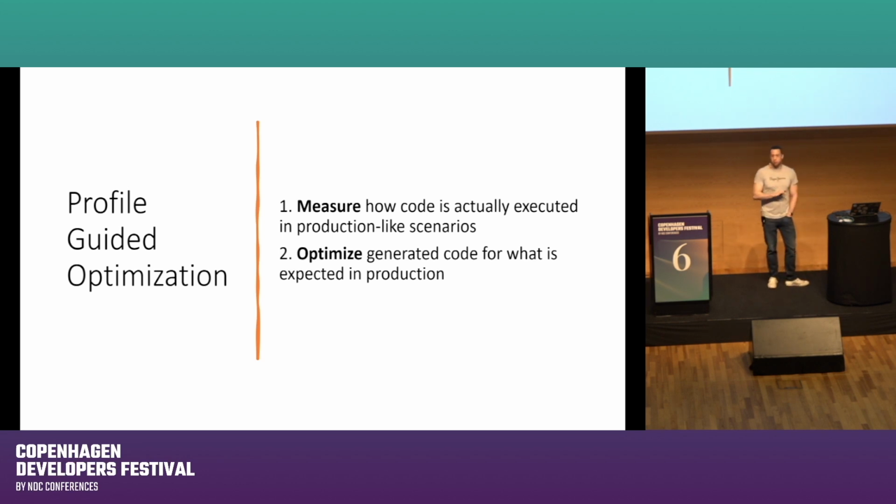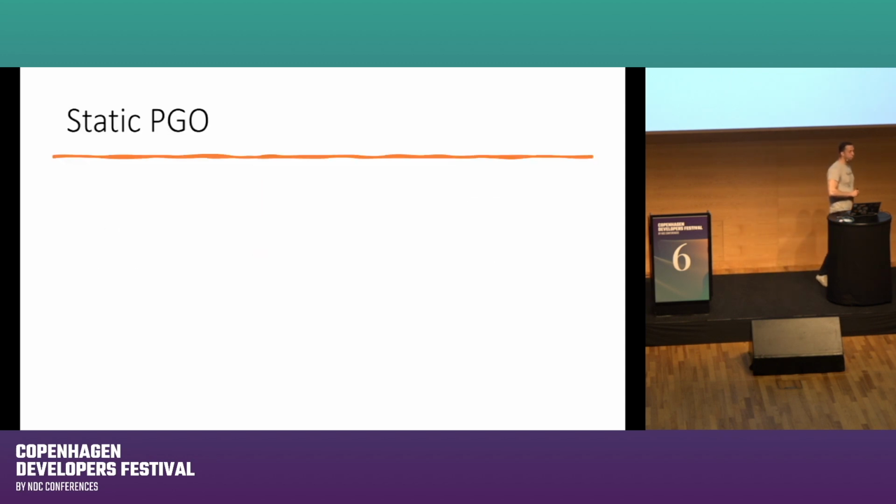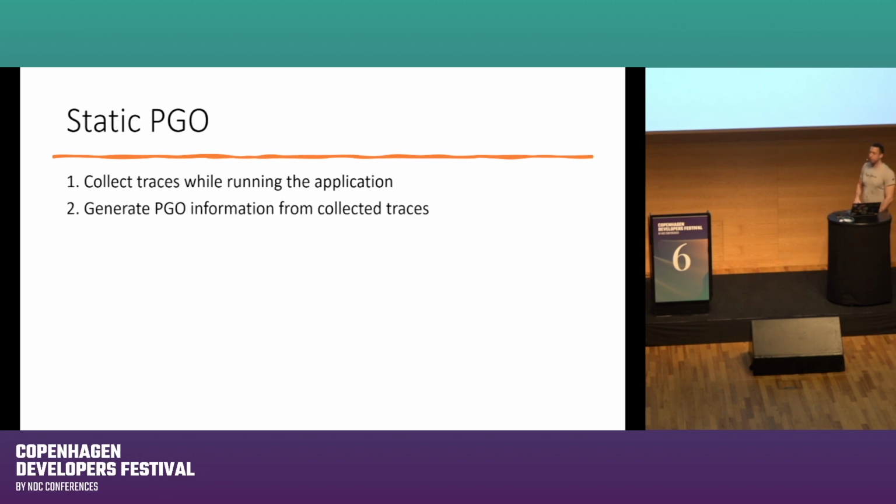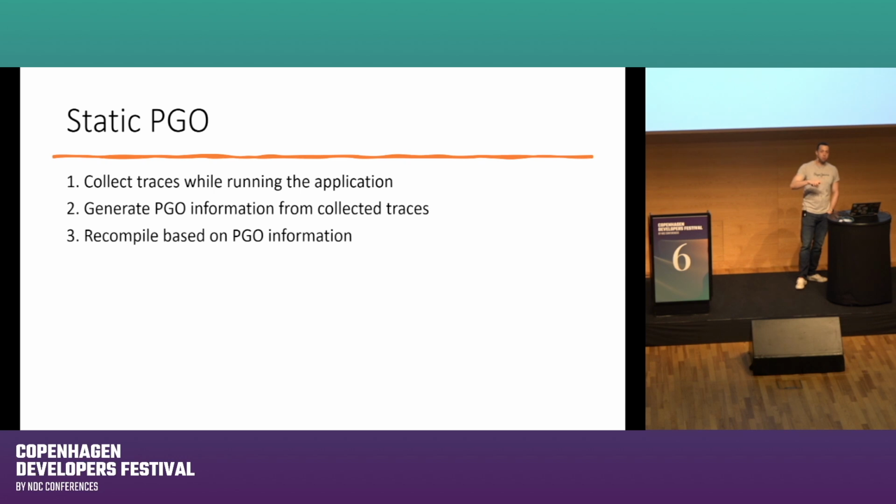And this has been done for decades, for example, for C++. The way you would do this is static PGO, which means you do it while you build your application once, and then it's done. So really, you collect the traces when running the application, however you're going to do that. Then based on these traces, you would generate the performance data, like really calculate the statistics per branch, all these things. And then you would recompile your application with that PGO information. For example, that's how Windows is built.